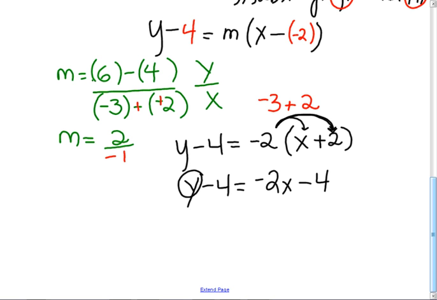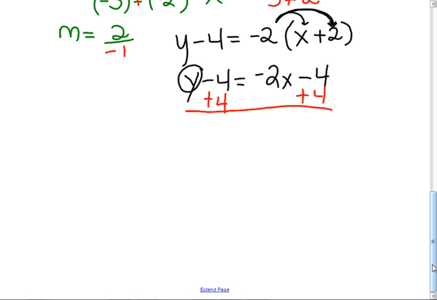And then what do I have to do to both sides to get y all by itself? I don't want the negative 4 there. What do I have to do to get rid of negative 4? Add 4. So y equals negative 2x. What is negative 4 plus 4? 0. So the y-intercept is 0.